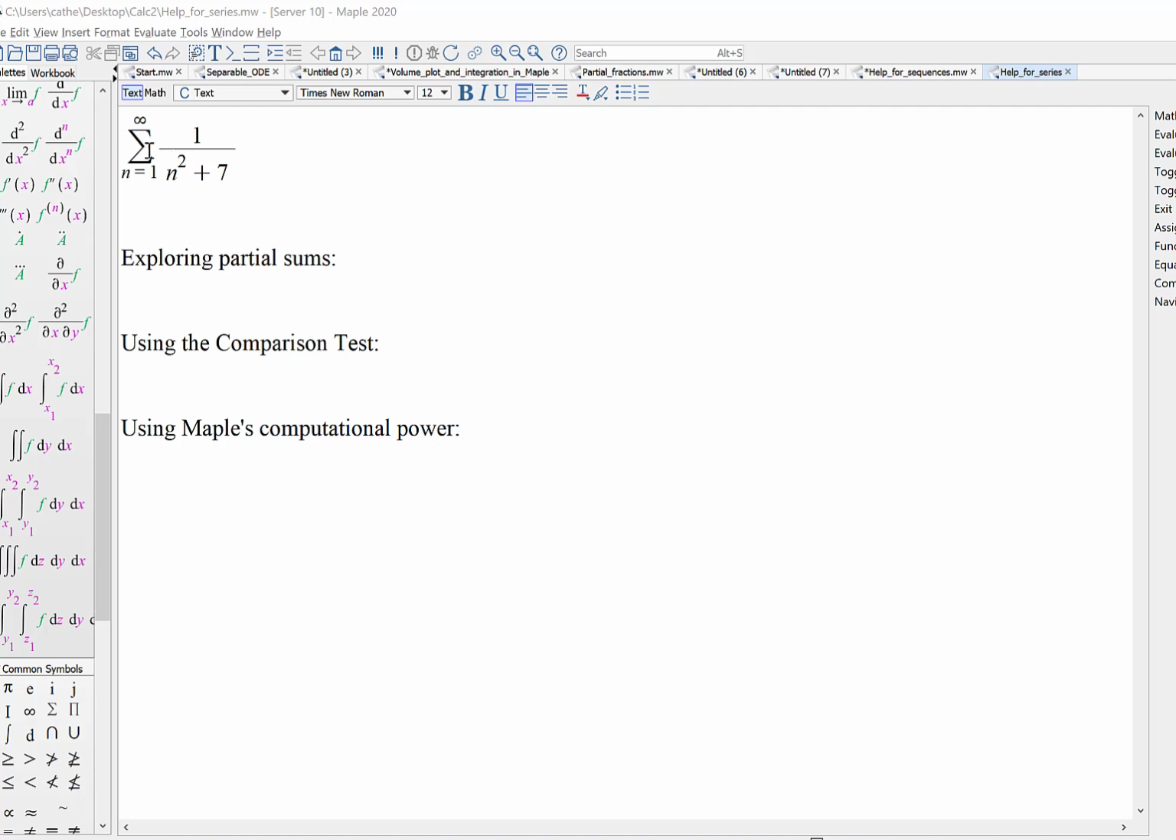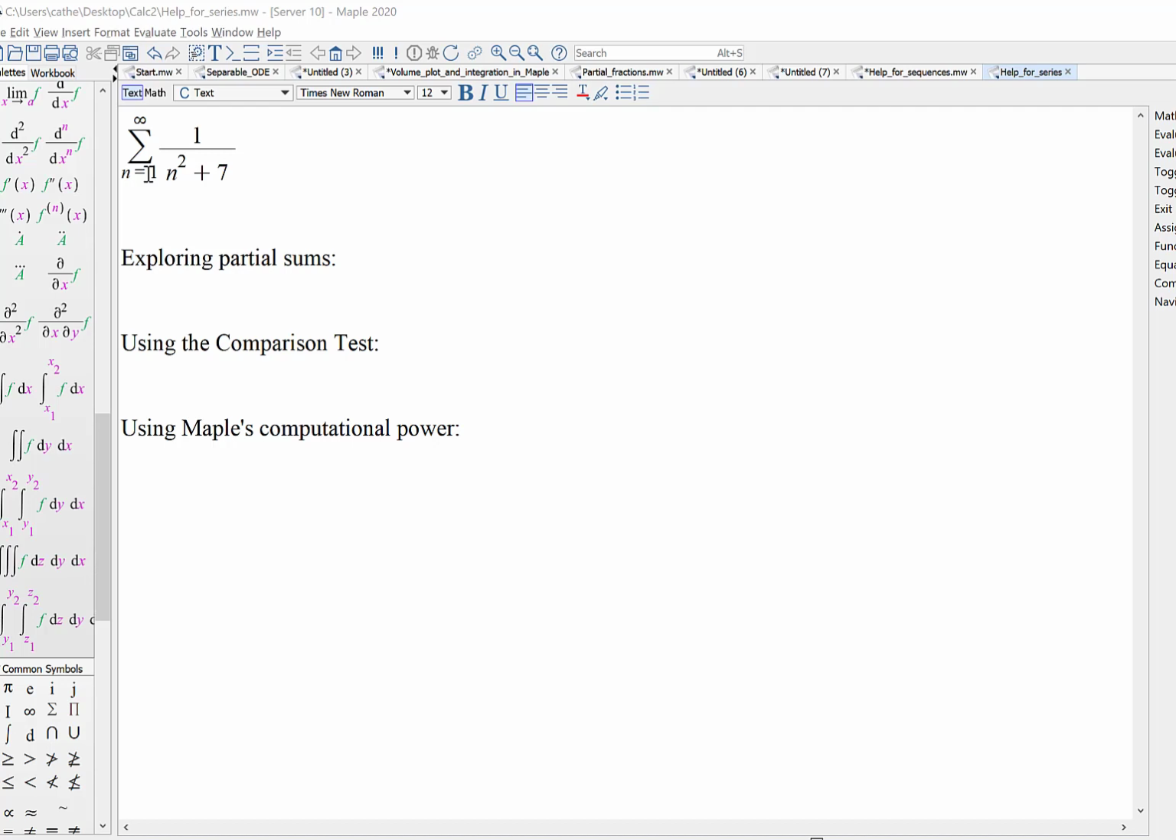The big Greek letter sigma means sum. So S for sum, S for sigma. And it means to add up. So I'm adding up terms of the form 1 over n squared plus 7. And the first value we'll work with for n is 1, and then we'll go 2 and 3 and 4, and we'll just keep going. And we're going to march all the way up, heading towards infinity.